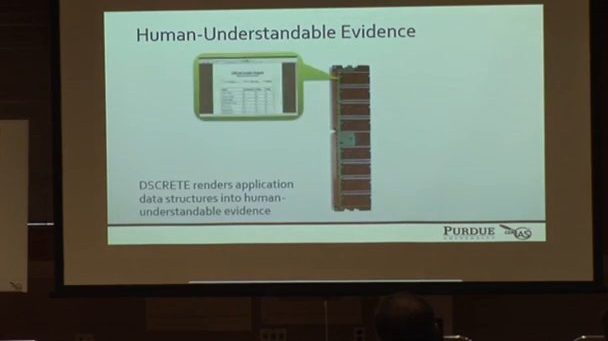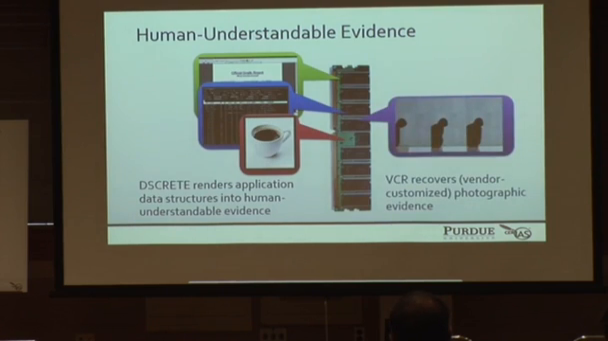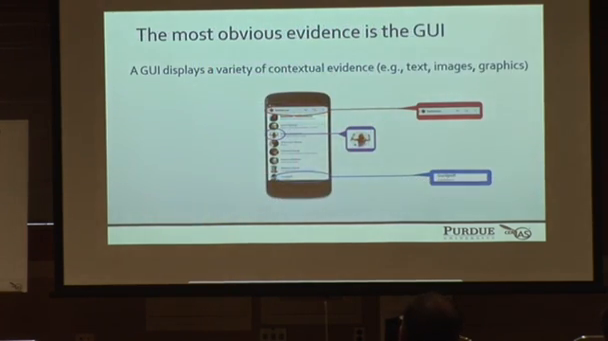Okay, so we've seen from DSCRETE how you can recover a bunch of different types of data structures, human understandable output, and we've just seen VCR recover a number of types of photographic evidence from memory. But I'm a human, right? And when I think of digital evidence, when I want to know what a computer is doing, what comes to my mind is a user interface, right? We all interact with our applications through the user interface. And in fact, the user interface has a wealth of different types of evidence: text, images, and all of this stuff is displayed in one concise place.